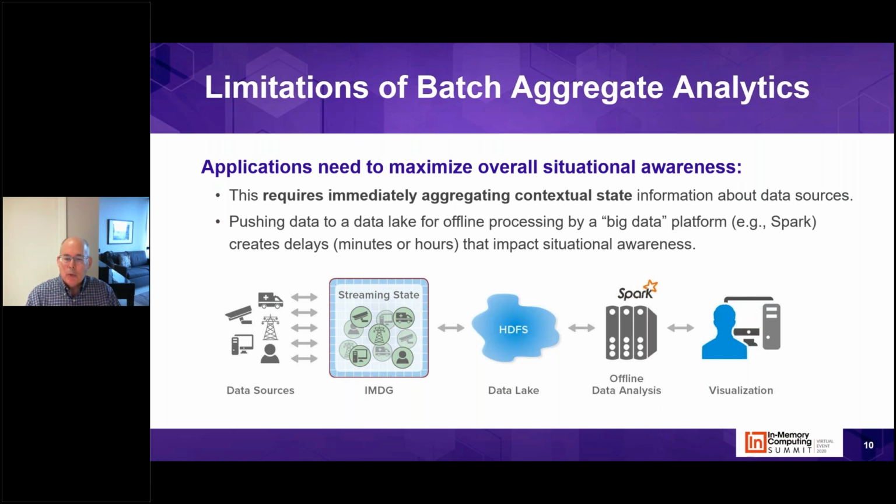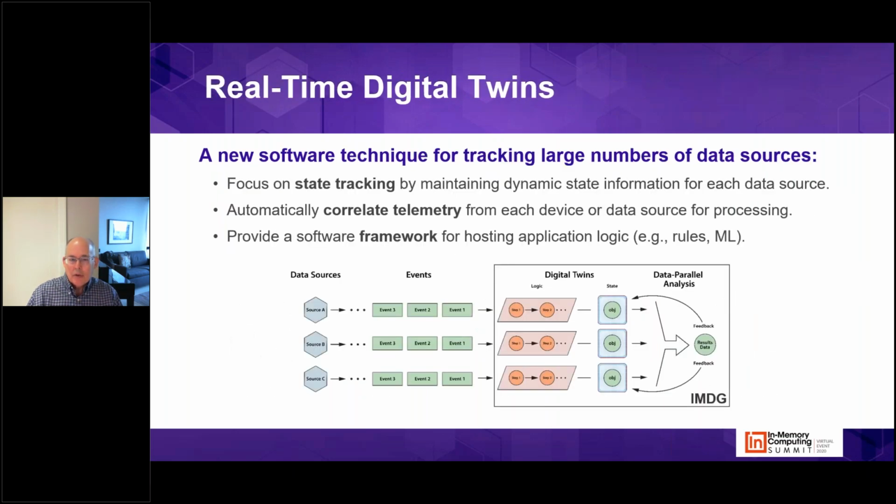But it's not good for real-time processing and handling emerging issues that occur within seconds and need to be dealt with within seconds. So that's where the real-time digital twin model comes in. This is a new software technique for tracking large numbers of data sources, and it focuses on state tracking instead of event processing. So it's refactoring the streaming pipeline around the state information about the data source. And what you can see here is it's keeping state information for each data source, typically within an in-memory data grid. We'll talk about that in a little bit.